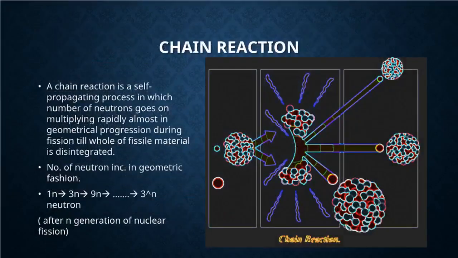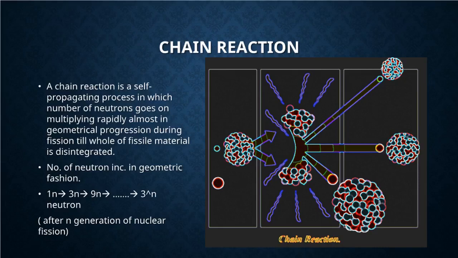In this context, let's discuss chain reaction. A chain reaction is a self-propagating process in which the number of neutrons goes on multiplying rapidly, almost in geometrical progression, during fission till the whole of the fissile material is disintegrated. Consider fission of uranium caused by a single neutron.